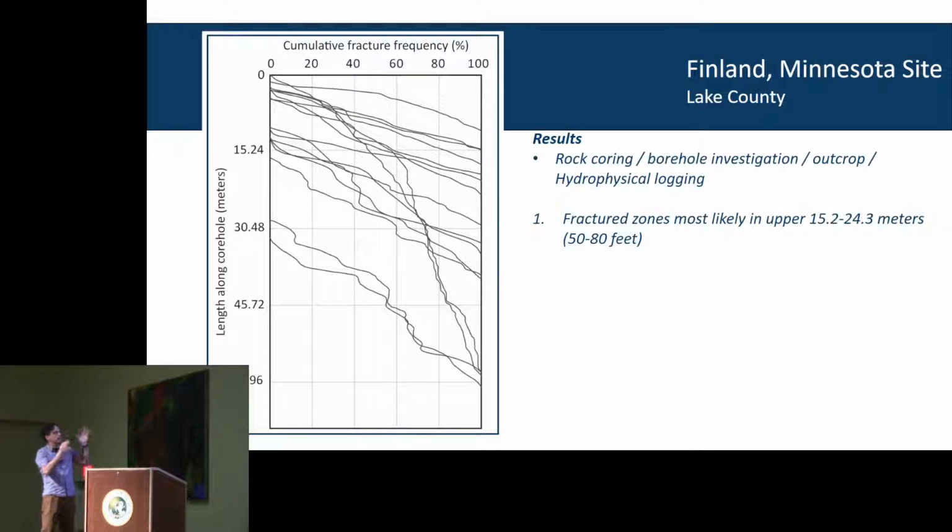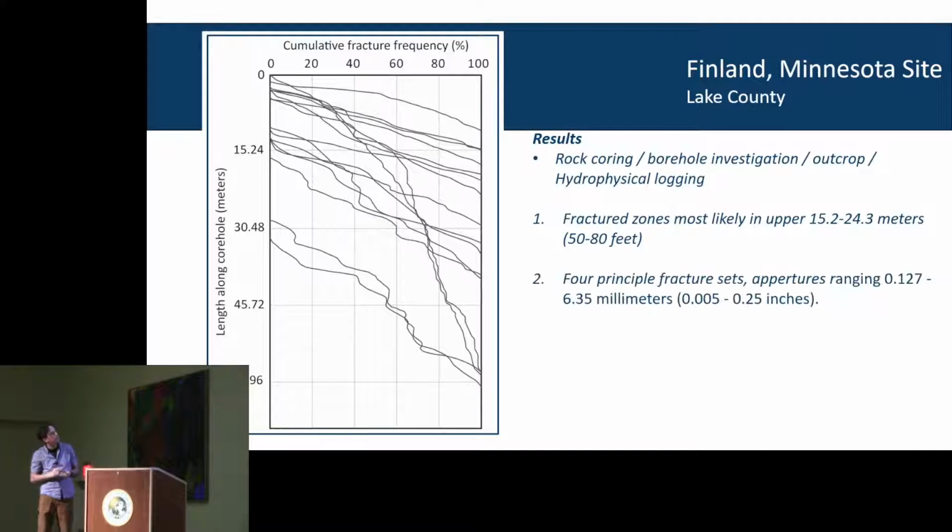Trying to make all their rock characterization accessible, and especially in particular to fracturing with depth, we took a bunch of their reports and integrated it into this single figure. And basically what they found here is similar to what MGS found at the Ely site, that the fracture zones are really closer to the surface. So here you can see there's kind of inflection points in that cumulative fracture frequency, so you see less of that fracture frequency as you go with depth.